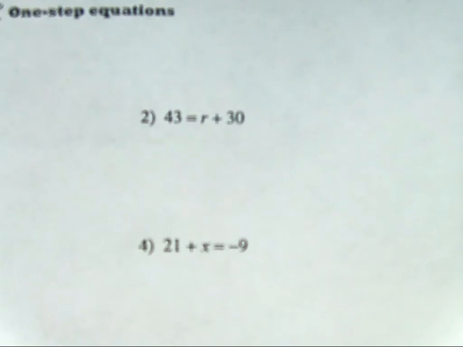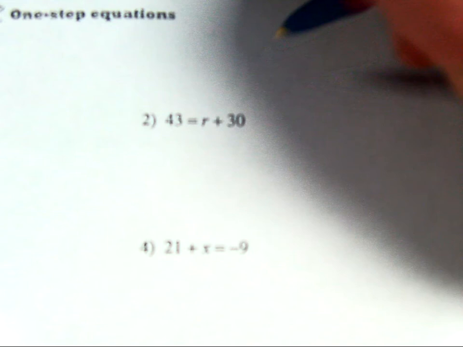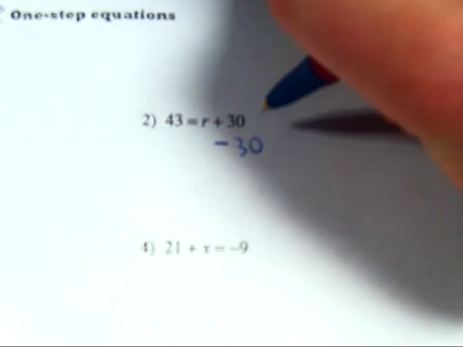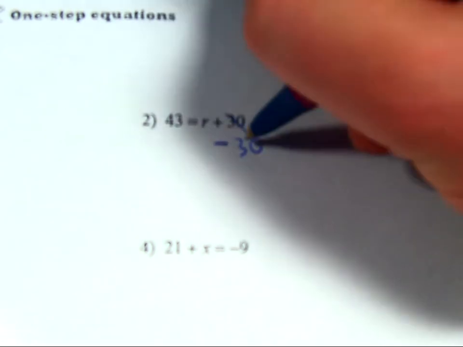In order to solve for r, we have to do what's called the inverse operation. To do that, we get rid of this 30, this plus 30. How do we get rid of a plus? We subtract. The opposite of adding is subtracting. So 30 minus 30 will be 0. We can cross that out.